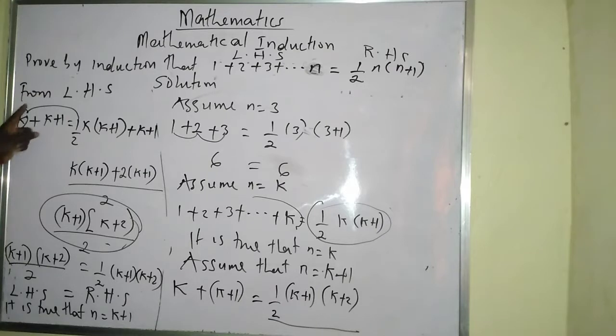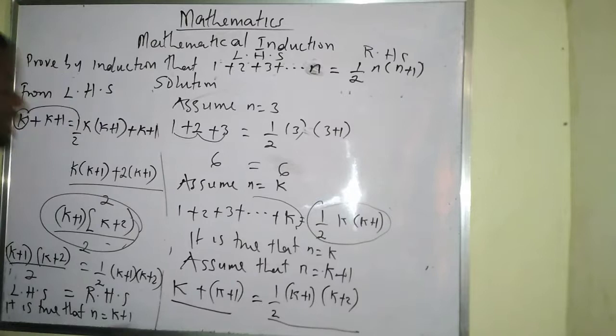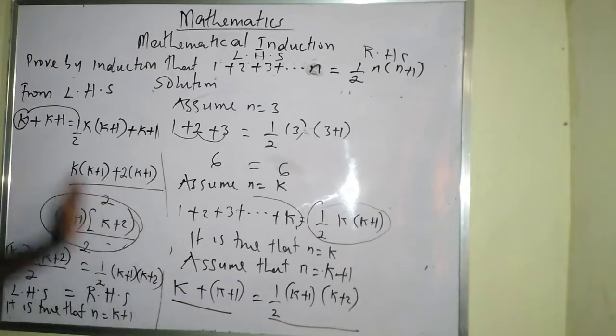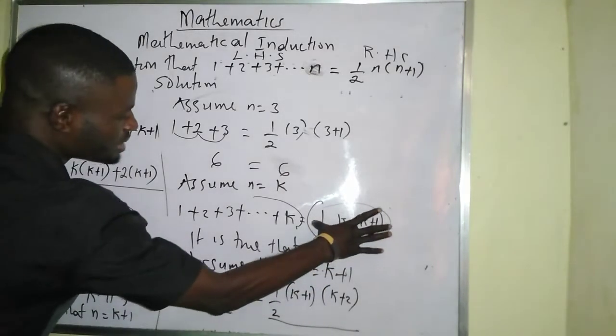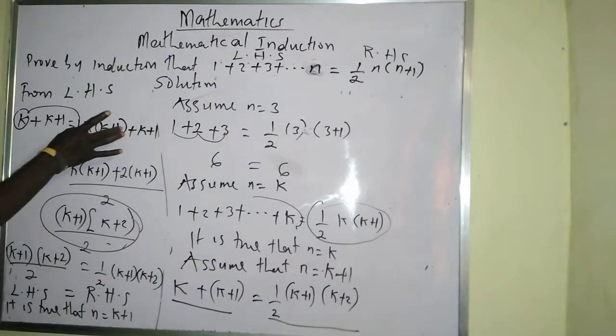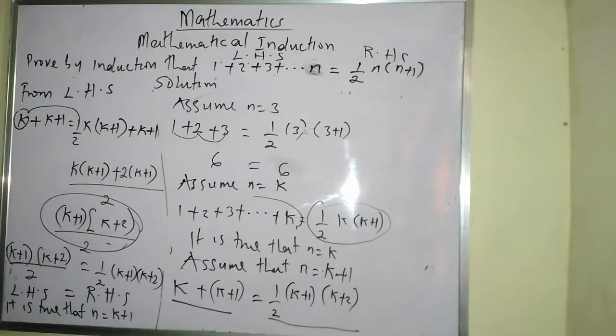Now, I will move on. I'm coming from my LHS. Since my LHS is standing by, it means K plus 1. What is my K? My K is this statement here. Now, I will put the statement which is going to be K plus this. I will do my normal fraction, and since LHS is equal to RHS, it is true that N equals K.